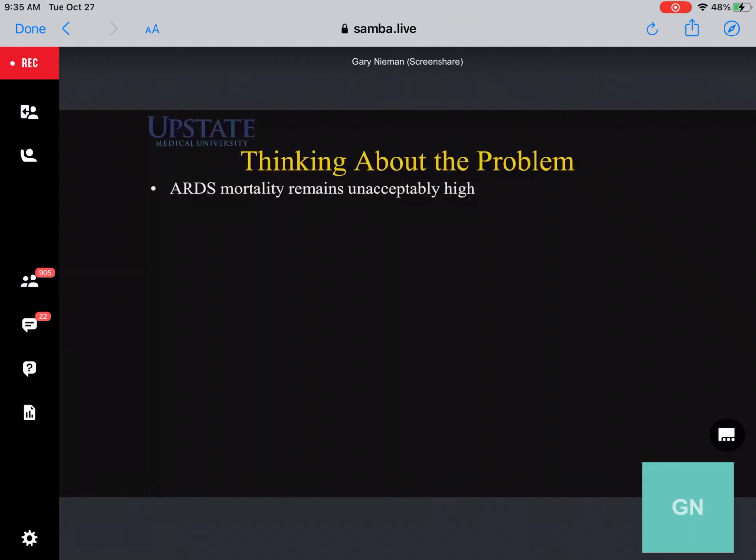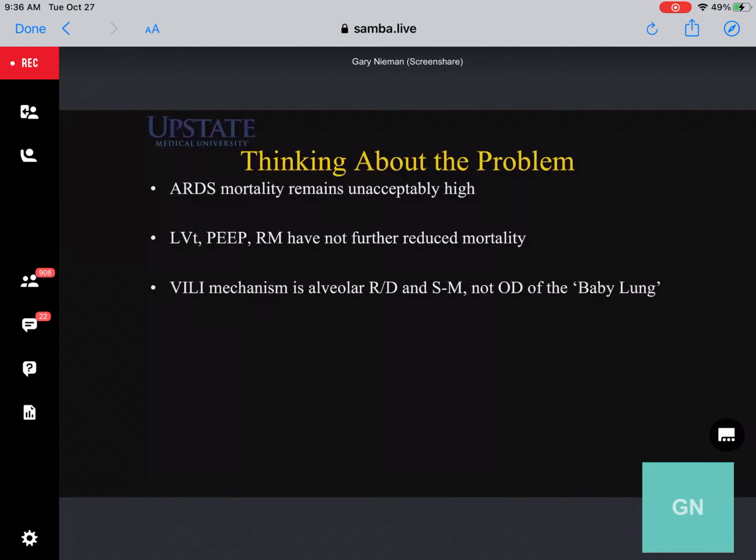So, a recap of the problem. ARDS mortality, I think everyone would agree from the recent meta-analysis, is still unacceptably high, and the current tools of low tidal volume, PEEP, and recruitment maneuvers have not further reduced mortality over the last 20 years. The mechanism of alveolar recruitment, de-recruitment, and stress multipliers is actually driving ARDS pathophysiology, and it's much less likely that overdistension of the baby lung is the real problem with mechanical ventilation.